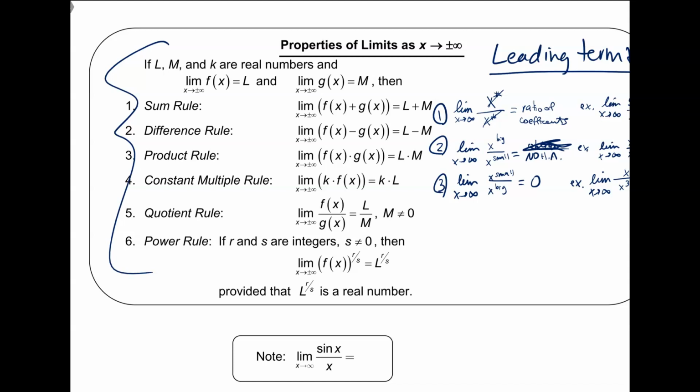Same if you're multiplying 2 limits together, well, you can take the limit of the first one and multiply by the limit of the second one. And cool.